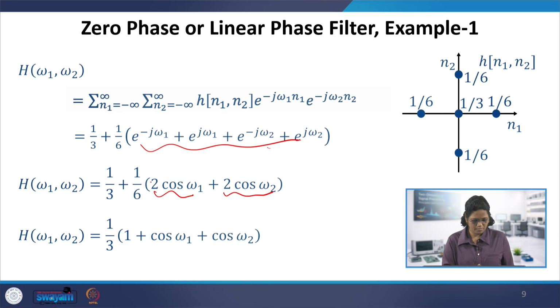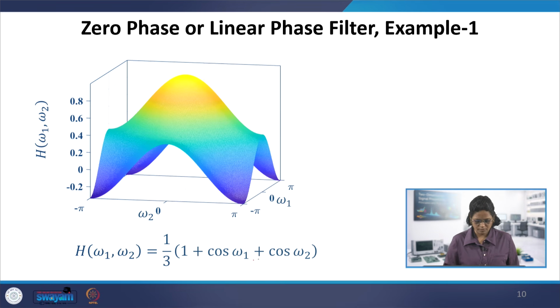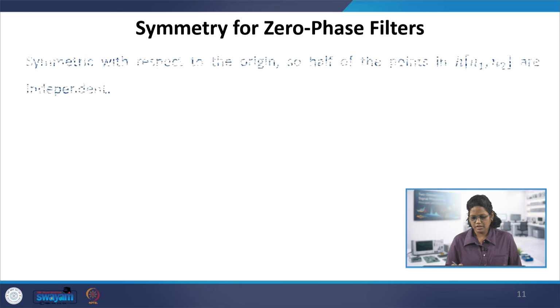This can be further simplified to have 1 by 3 into 1 plus cos omega 1 plus cos omega 2. So this is the equation of the filter, which has the frequency response as a linear combination of cosine terms. If you plot the frequency response with the mesh plot or the surface plot, you can get that omega 1 variation and omega 2 variation. You can see this is a low pass filter. You can have the case of the surface changing here. This is the surface plot of the low pass filter, which is representing cos omega 1, cos omega 2.